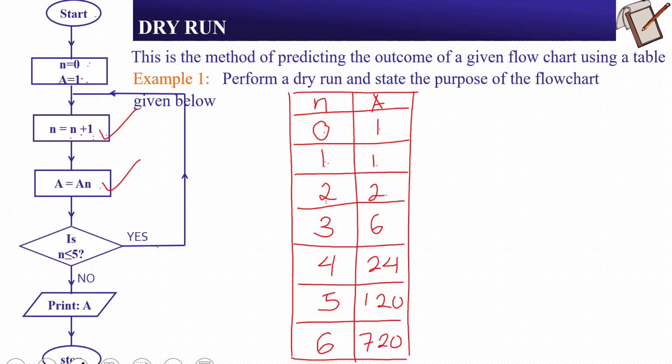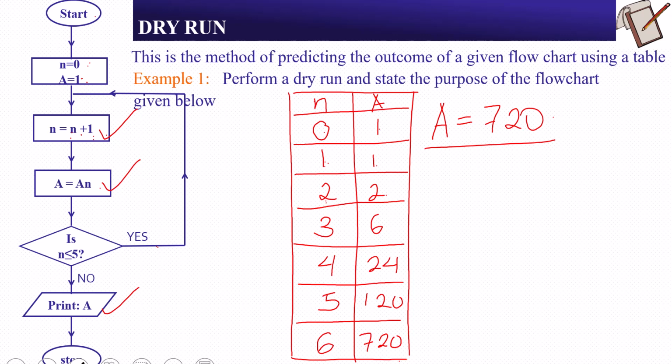Then we ask ourselves, is n still less or equal to 5? No. So if it is not, what do? We print the value of a. So you print the value of a. You say a is equal to 720 and you stop. That is it. So we have performed a dry run.